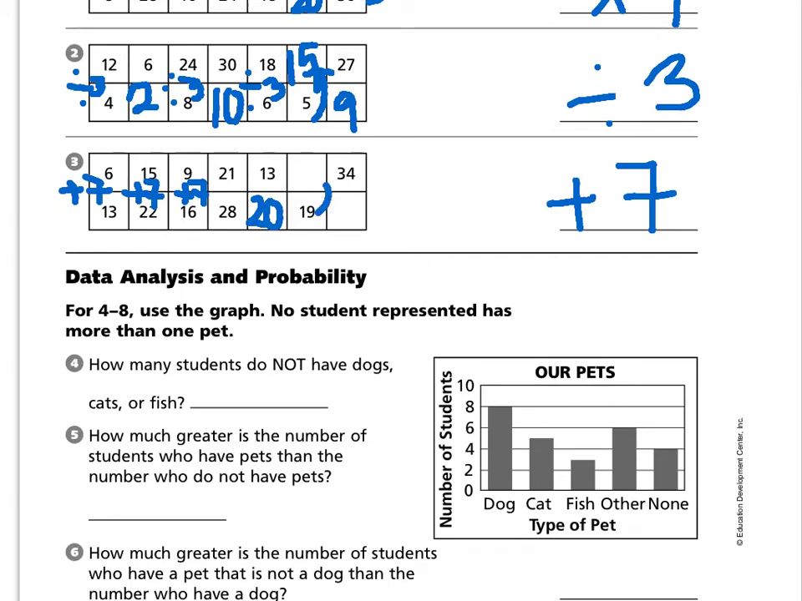In order to work backwards, I would need to subtract 7. That's going to equal 12. And then to go forward again, I'm going to add 7. 34 plus 7 would equal 41.